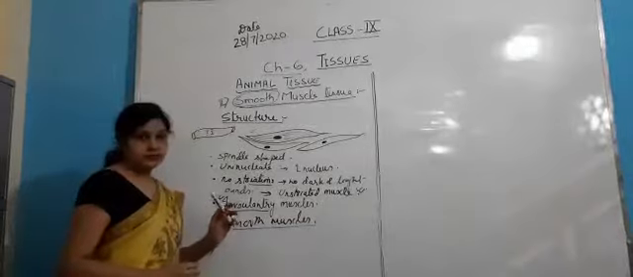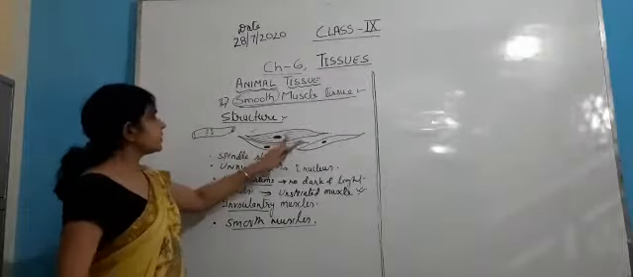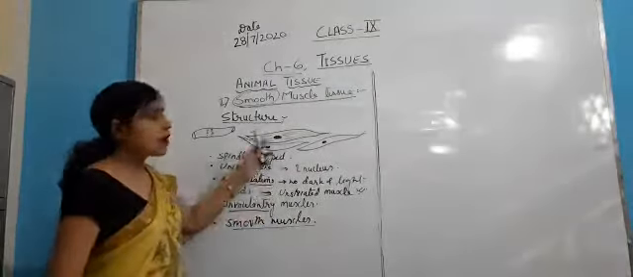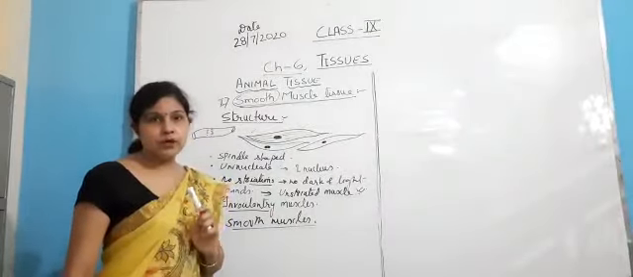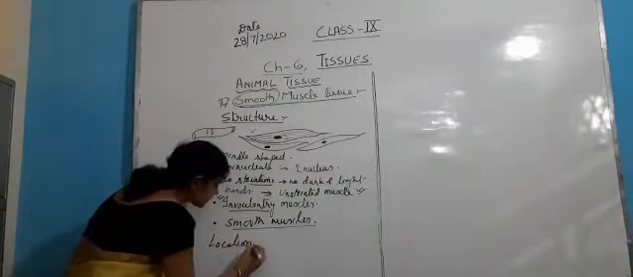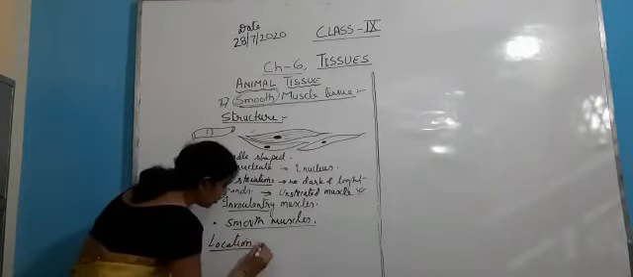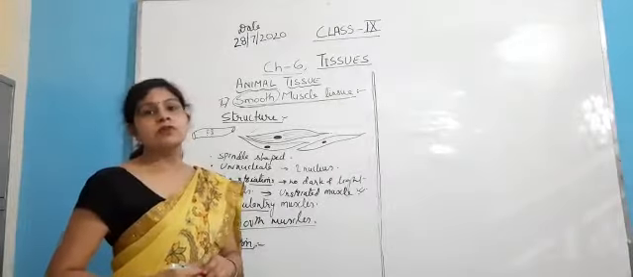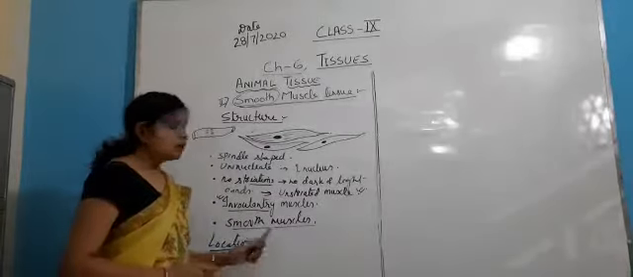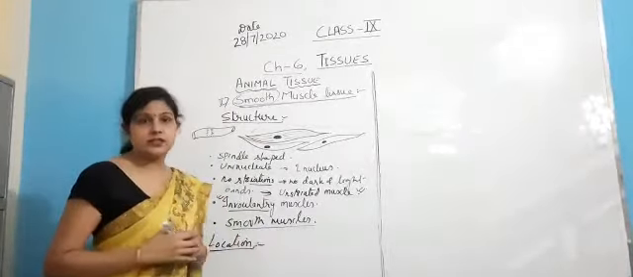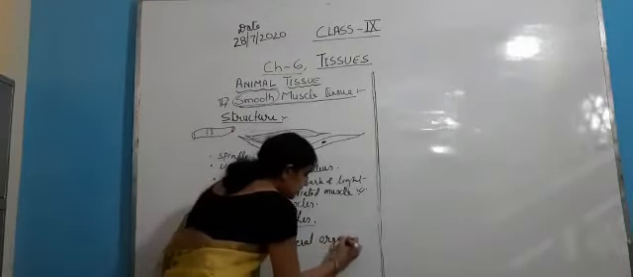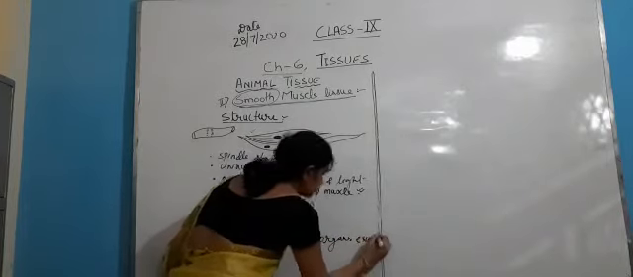Now, if we talk about its structure, these muscles are uninucleate. They are spindle shaped, tapering at both the ends, and they are found in the form of bundles. Okay. Now, if we talk about their location, where these muscles are present, we will find that these muscles are found in the visceral organs, except the heart.